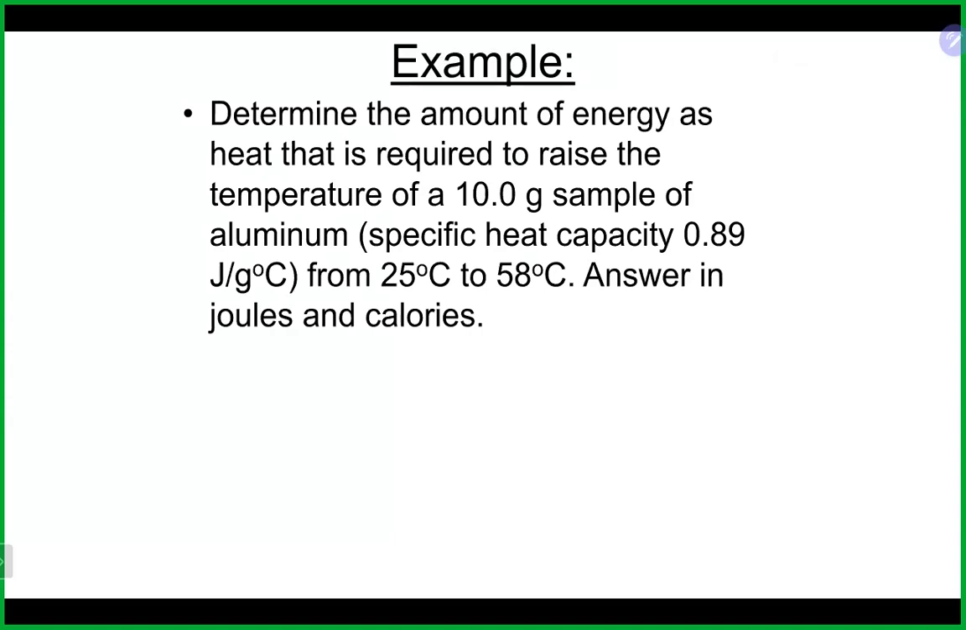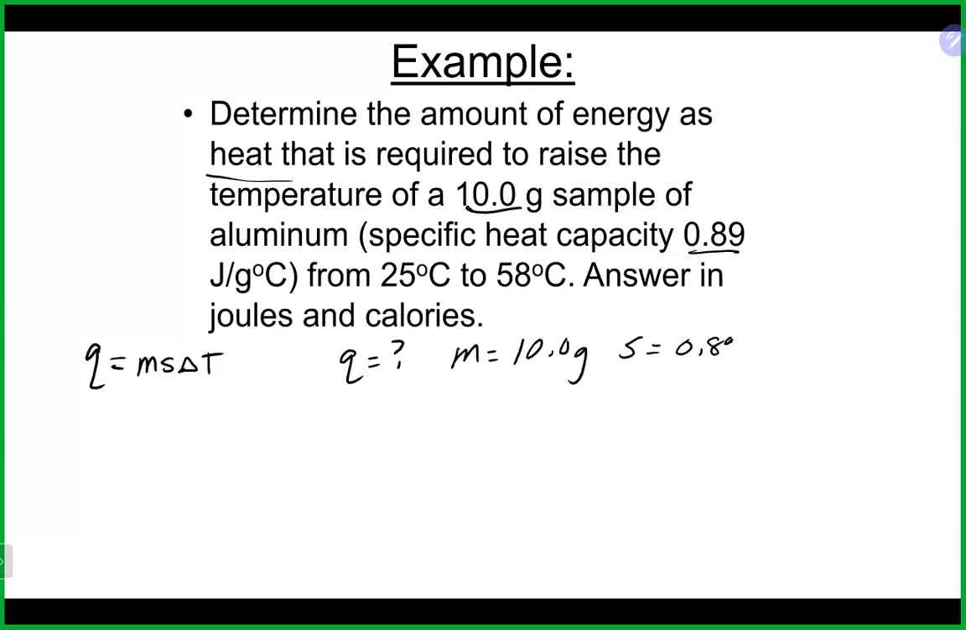So we are looking at specific heat, and we want to use our equation, Q is equal to m s delta T. Let's pull out some information here, which is usually a good idea. We're looking to determine the amount of energy as heat, so we are looking for Q. Obviously, 10 grams is a mass. We have the specific heat capacity given to us, 0.89 joules per gram per degree Celsius. We have our initial temperature of 25 degrees Celsius and our final temperature of 58 degrees Celsius.